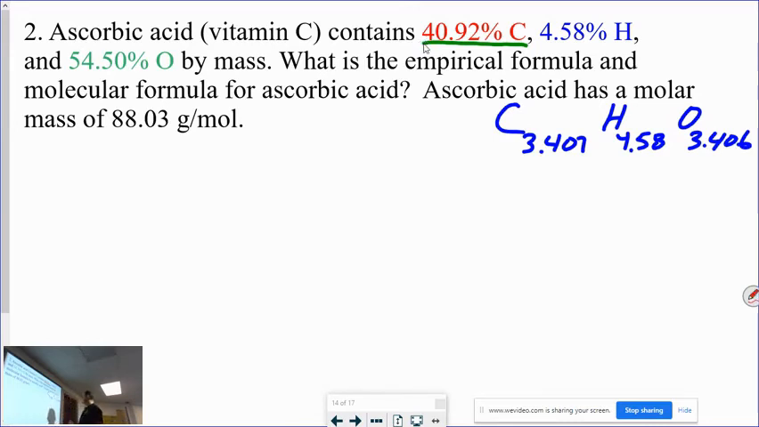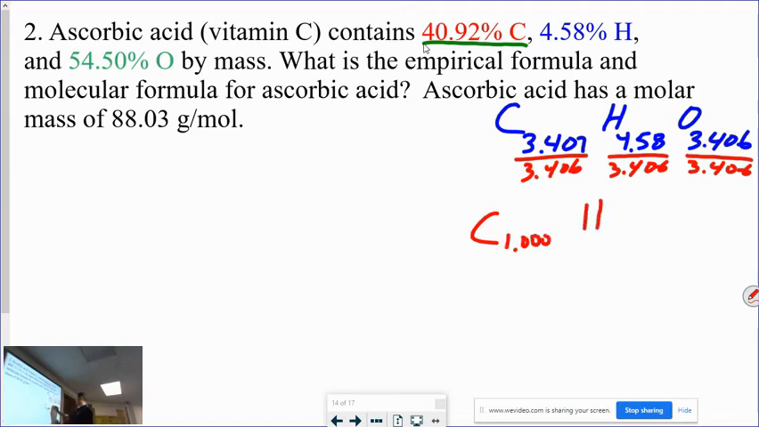Now I look at those 3 numbers and I divide by the smallest one. And the smallest one is this one right here. So I divide by 3.406, 3.406, 3.406, and I get carbon at 1.000. I get hydrogen at 1.34 with correct sig figs, and I get oxygen at 1.000.